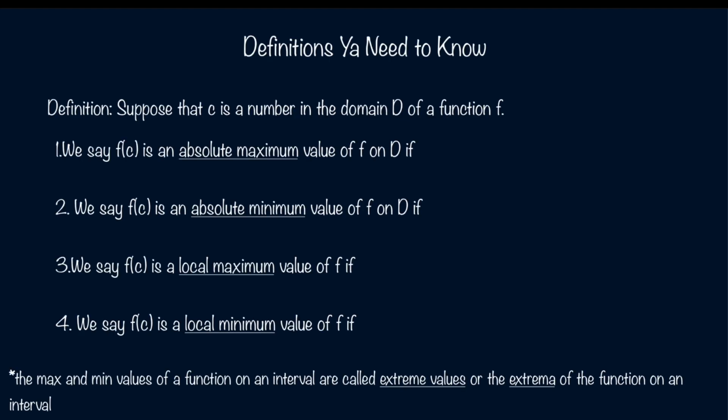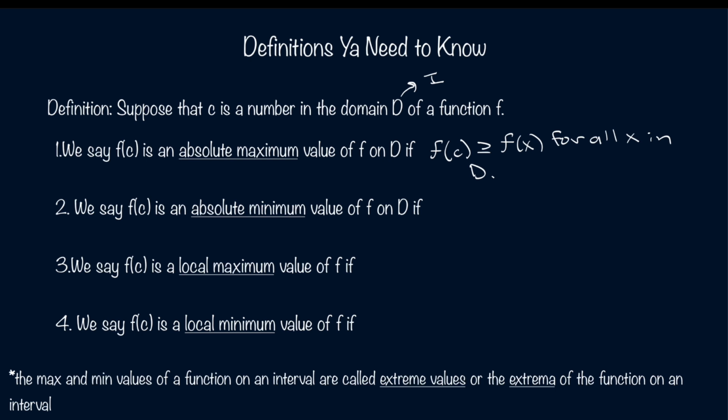The first definition is, suppose that c is a number in the domain D of a function f. Just letting you know that D can also be I for interval. Either one works. First, we say that f of c is an absolute maximum value of f on D if f of c is greater than or equal to f of x for all x in D.